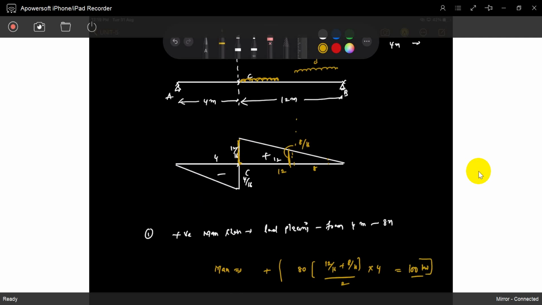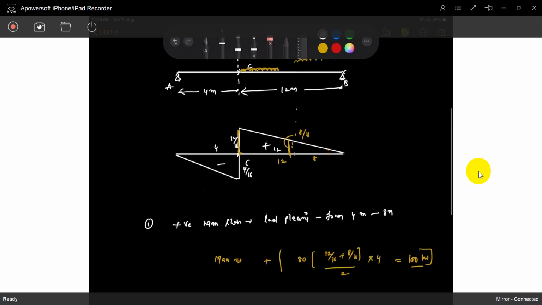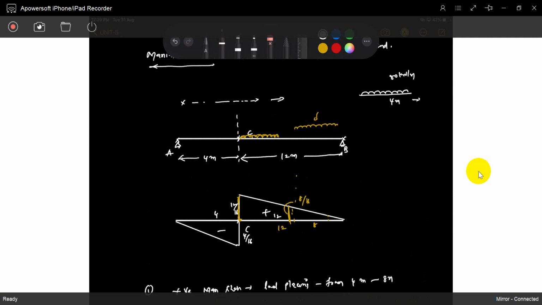Okay, so the same thing you can observe. When will we get the maximum negative shear? Same situation: the load is attached to the negative portion. When you place it like this, it has the maximum intensity towards negative shear at that section C. See, this is the maximum negative intensity. Understood?